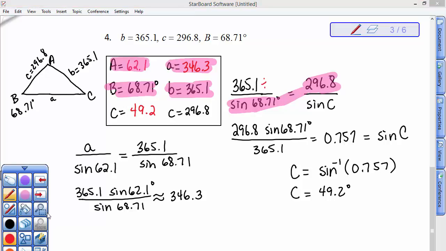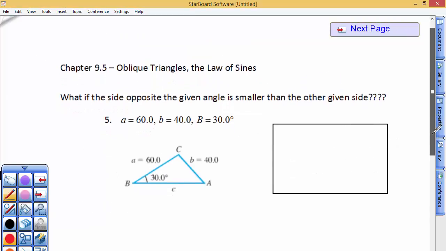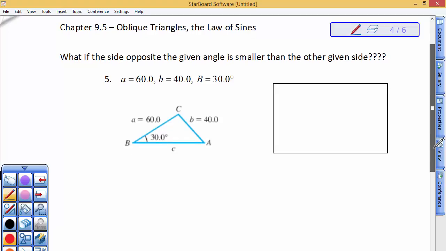I want to move to the next problem and see if I can get the next two done in about 8 minutes or so. This is an unusual situation when the side opposite the given angle, so let's talk about that in this picture. This is the side opposite the given angle. When that side is smaller than the other, this one right here, given side, the 40 is smaller than the 60, then we have something interesting that introduces itself. So let's go ahead though and just solve this problem, and forget that we even knew that was the case.